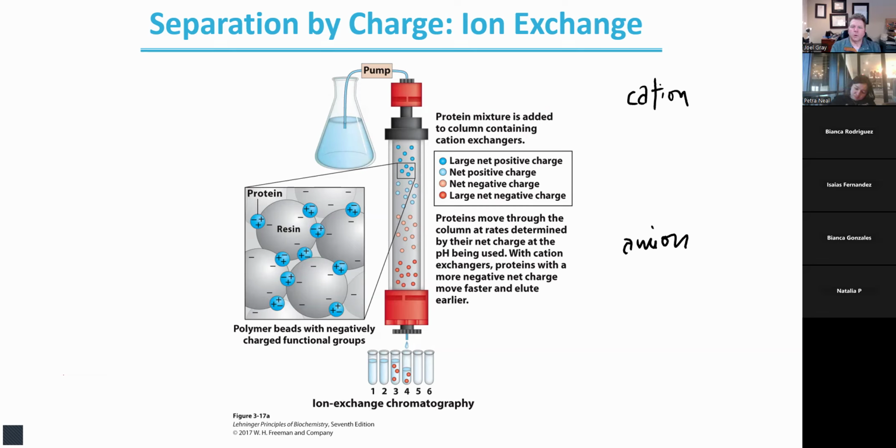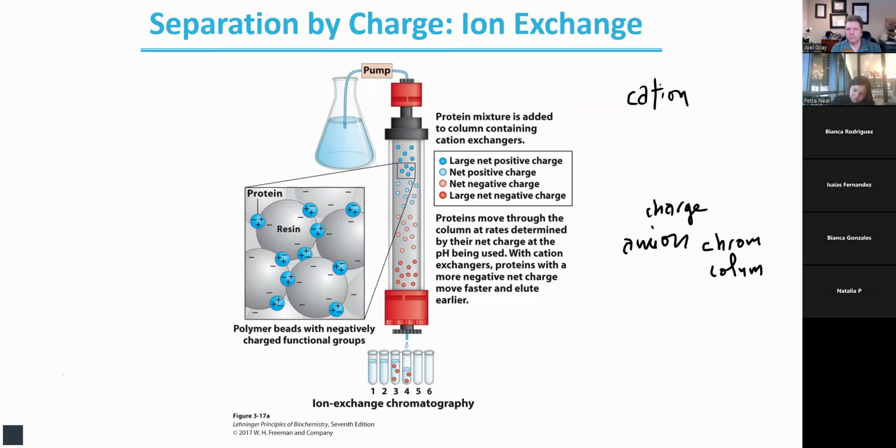So whenever I ask the question, what is the charge of an anion chromatography column? What's the charge of an anion chromatography column? Jada, you're absolutely right. It is positively charged because you're trying to catch an anion. What is the charge of a cation chromatography column? Negative. Absolutely.